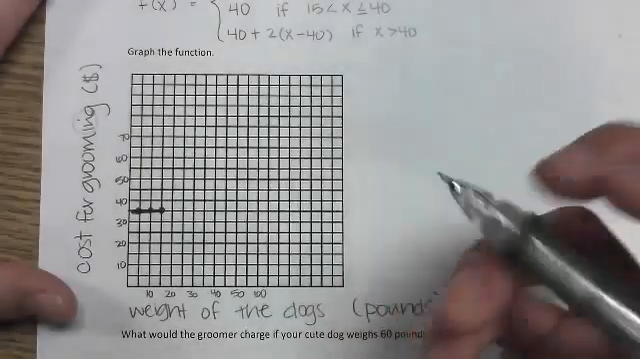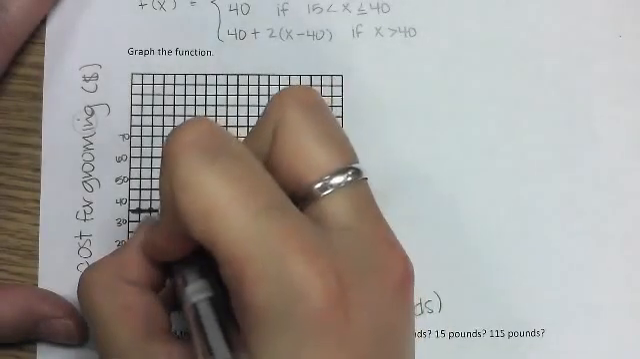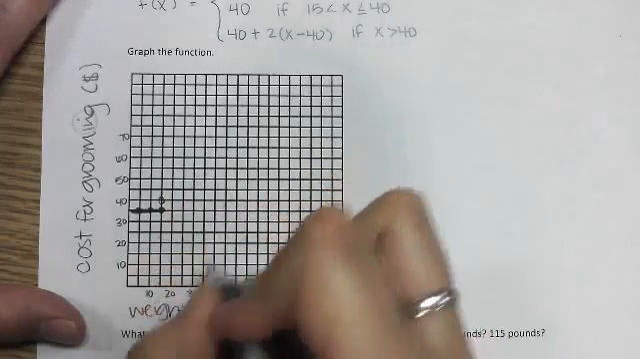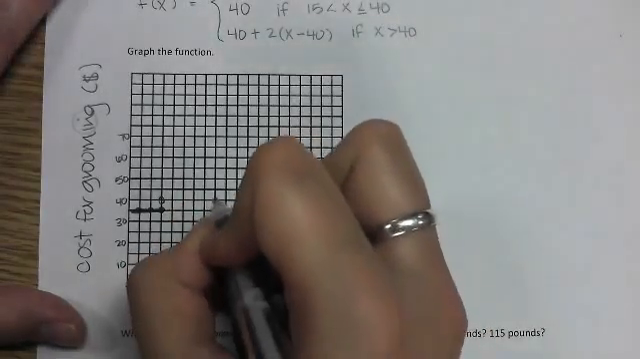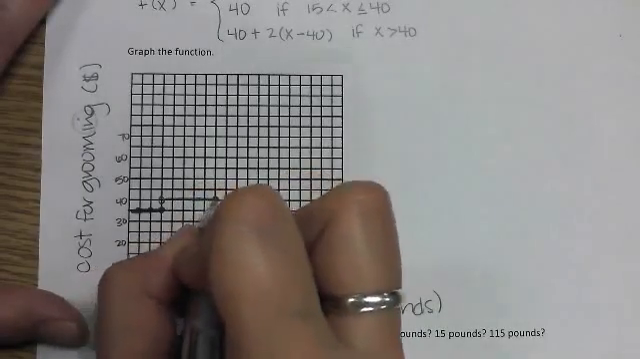And then if we're more than 15 pounds, we bump up to $40. So I'm going to put an open circle here, and it goes all the way up to 40 pounds. So there's our $40 right there.